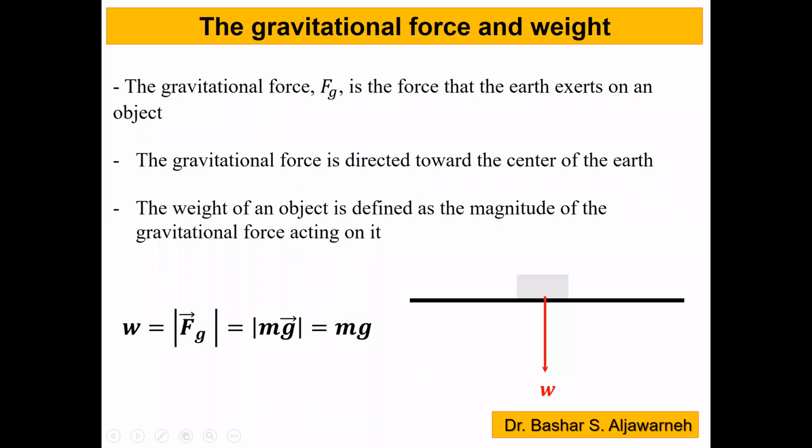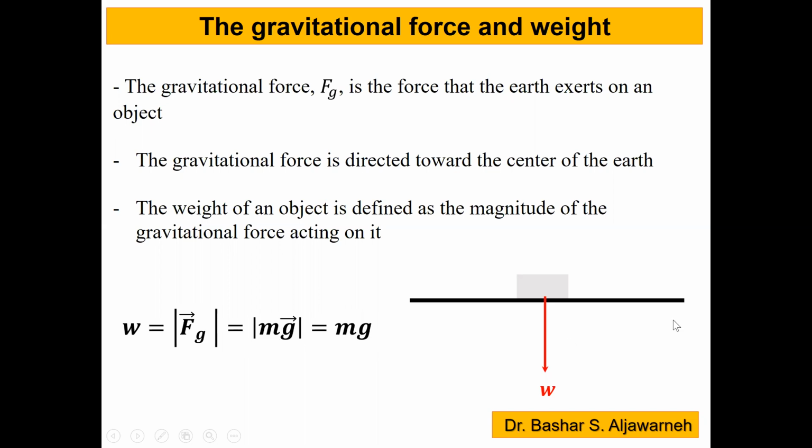Okay, so the gravitational force and weight. In general, the gravitational force is the force that the Earth exerts on the object. You need to pay attention that the gravitational force is a vector and all the time is directed toward the center of the Earth, downward. Now, the weight is the magnitude of the gravitational force, which is m times g. So, m is the mass of your object, g is the gravity constant.